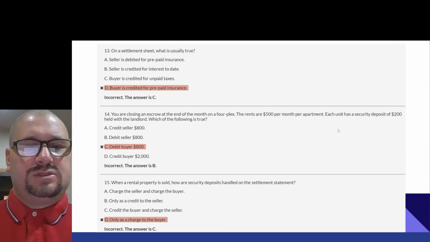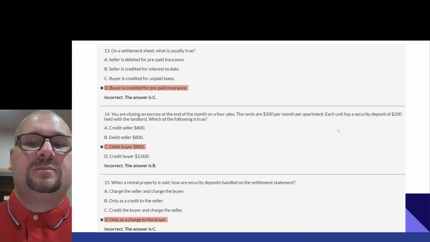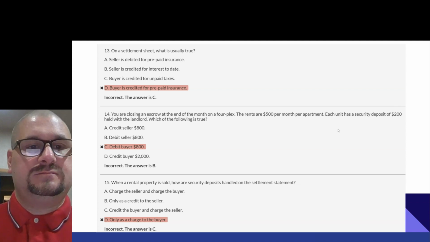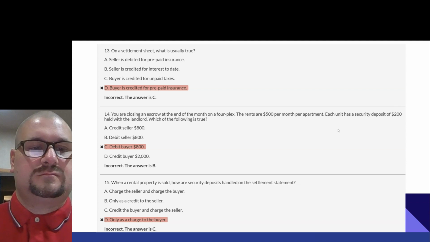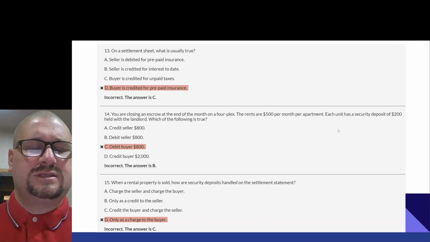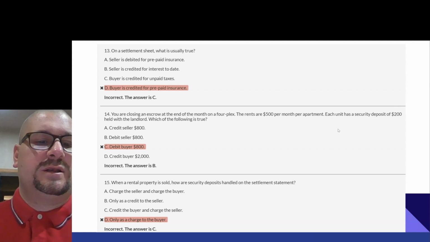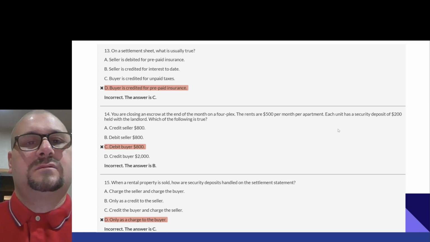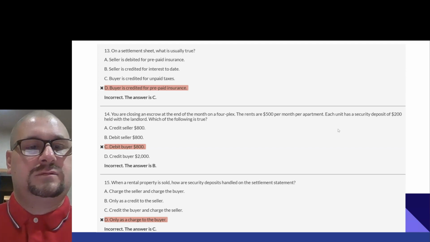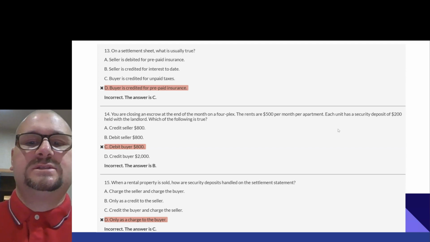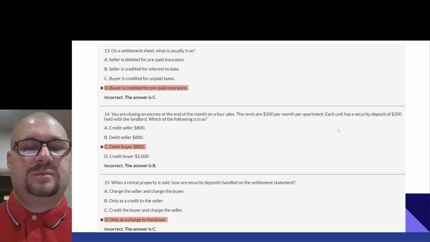When a rental property is sold, how are security deposits handled on the settlement statement? Charlie, credit the buyer and charge the seller. So when a rental property is sold, how are security deposits handled? Credit the buyer and charge the seller.